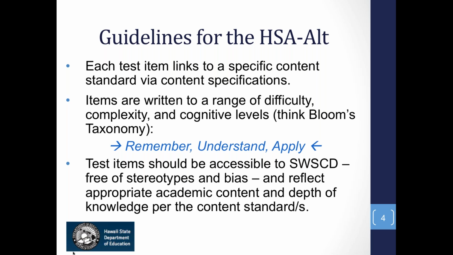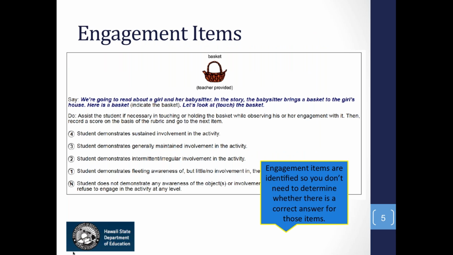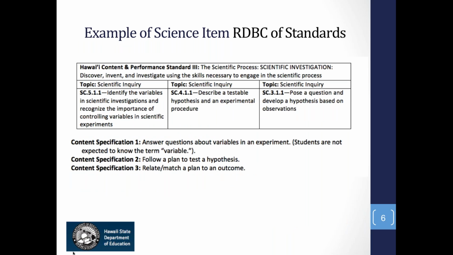They should also reflect appropriate academic content and depth of knowledge per the content standards and per what you all know about the population and what they should be able to know and do at specific grade levels in science. So the engagement items for the phase two review, we've actually identified them. There's a little descriptor at the bottom to let you know that you don't need to determine whether or not there's a correct answer for an engagement item. Of course, the engagement items are based on teacher observation and a rating scale, so there is no correct answer technically. So that's the only kind of difference between the review processes.